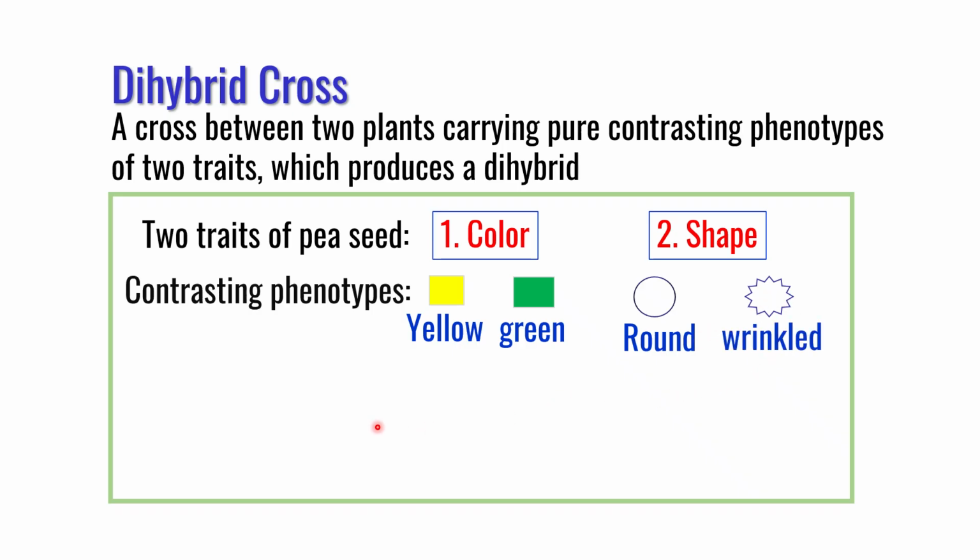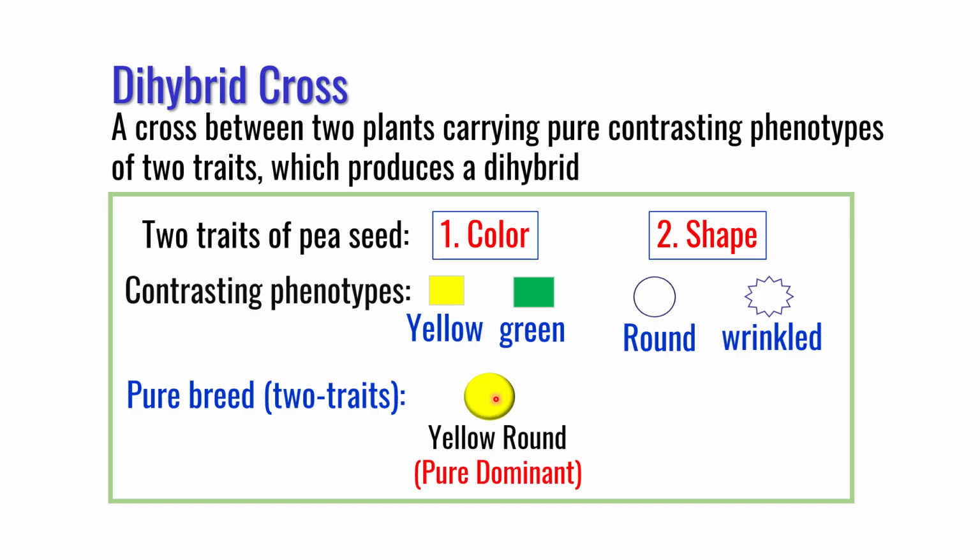So for his P1 generation, he selected pure breed plants for two traits. He selected pure dominant, yellow and round seeds for the P1 generation, and the recessive was pure recessive, green and wrinkled. So these plants were used in the P1 generation. I will explain the experiment in the next slide.